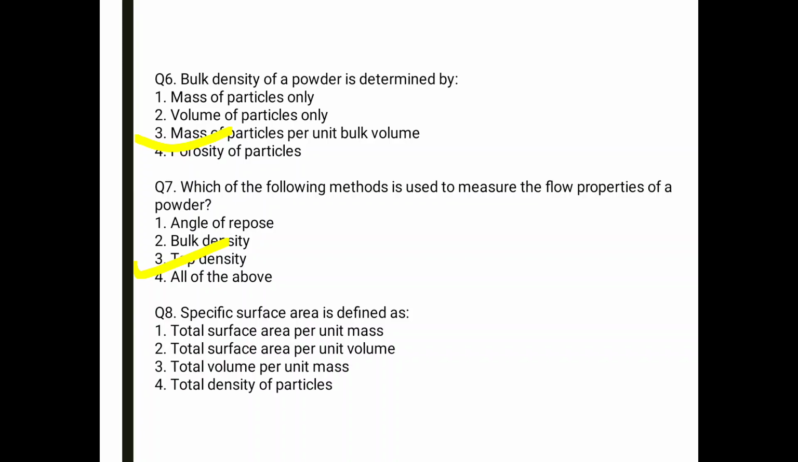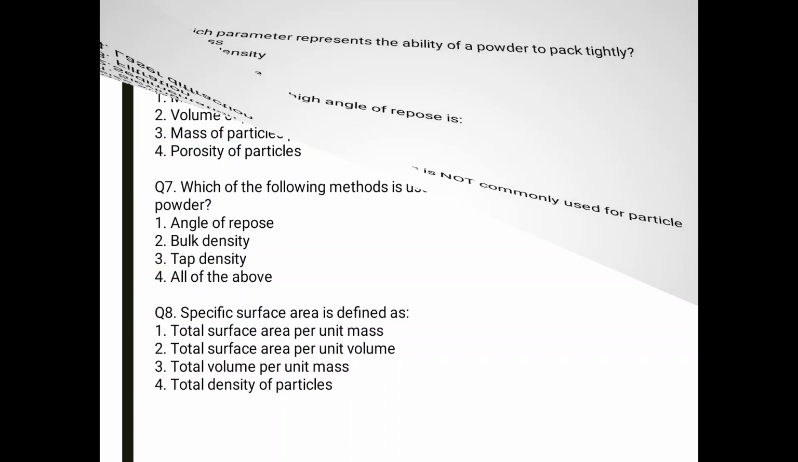Next, question 8. Specific surface area is defined as: first, total surface area per unit mass; second, total surface area per unit volume; third, total volume per unit mass; and fourth, total density of particles. Total surface area per unit mass is the correct answer.